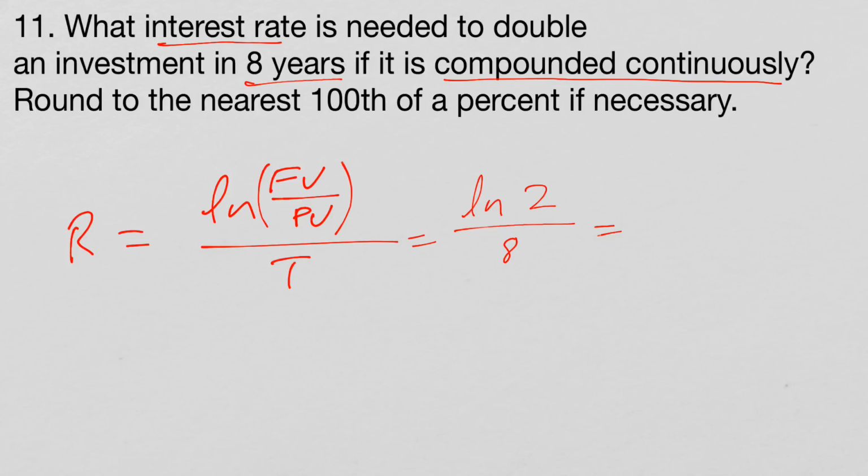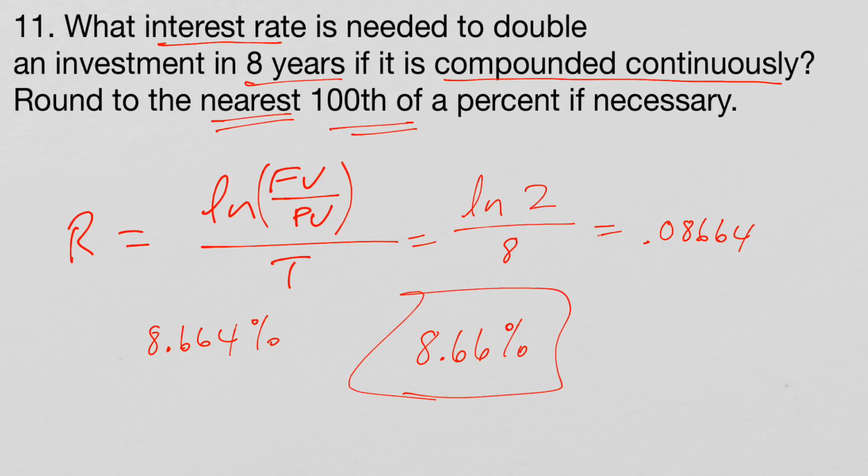And I'm going to get 0.08664 whatever, which is 8.664%, rounded to the nearest. So I'm not going to round up. I'm going to round off. So that 4 makes it stay at a 6. So 8.66%. So pay attention to the little words there. That's the nearest, not the minimum number. All right, and that's it.